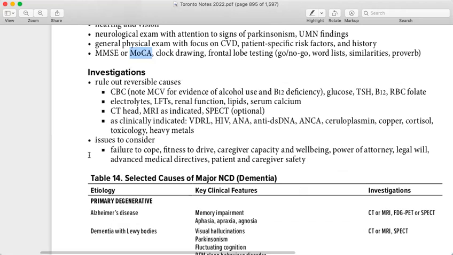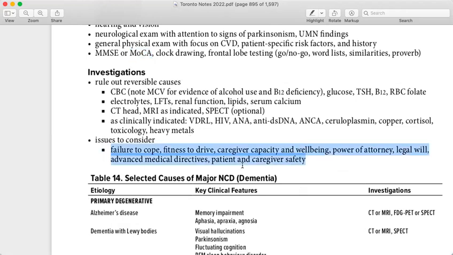Then issues to consider, failure to cope. So these are the most important ones in the CDM question. They like to test these things, if you are able to consider the factors that should be considered in dementia. So failure to cope, maybe the patient is having anxiety, and fitness to drive. If they are unfit to drive, then you have to tell the authorities.